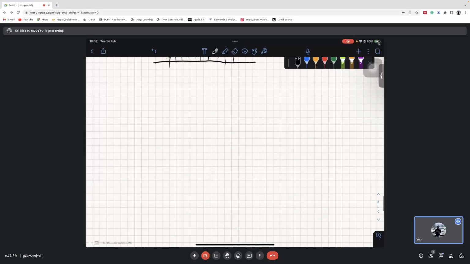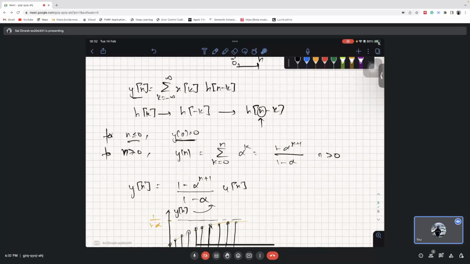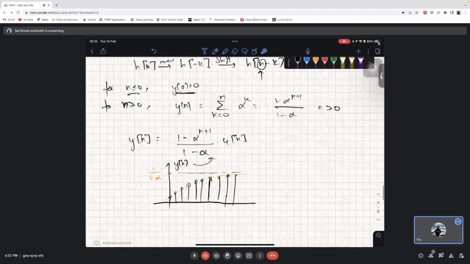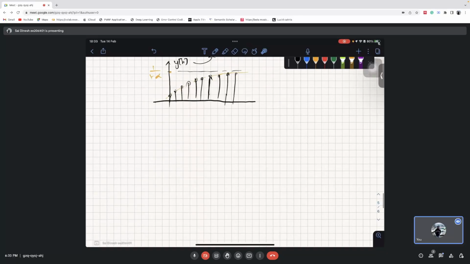So you take h of k, reverse it, and then shift it, and you finally get h of n minus k. Shift it by n samples when you need the output at the n-th sample. So reverse, shift, and multiply with x of k. That will give you y of n, right? Yes, so this is one example.